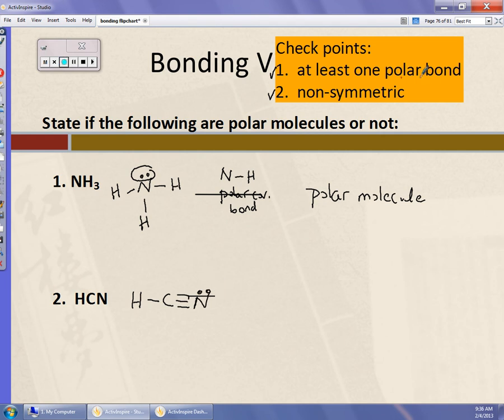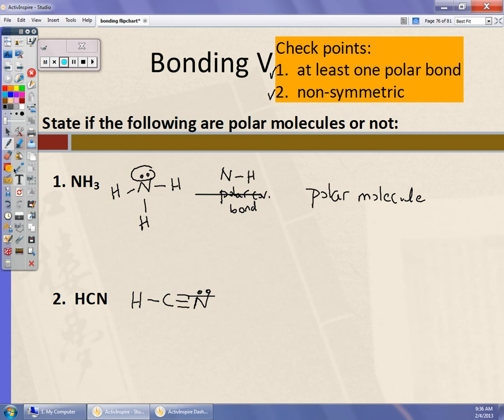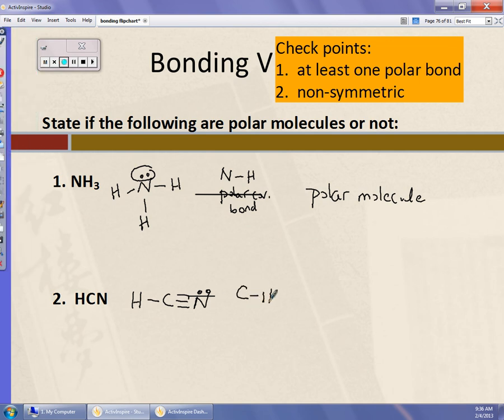Okay, does it have at least one polar bond? In this case, the CH bond is nonpolar. This is the exception to the rule that if you have two things that are not the same, that they are polar. However, we also have a CN bond. The CN bond is a polar bond. Therefore, we have the first checkpoint.